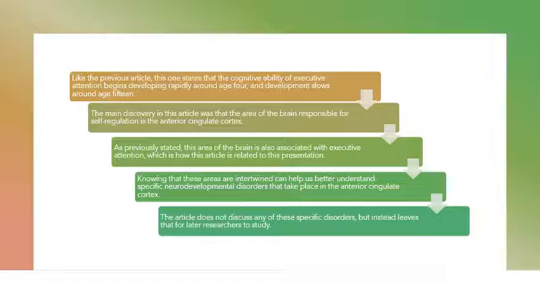The main discovery in this article was that the area of the brain responsible for self-regulation is the anterior cingulate cortex. As previously stated, this area of the brain is associated with executive attention, which is how this article is related to this presentation. Knowing that these areas are intertwined can help us better understand specific neurodevelopmental disorders that take place in the anterior cingulate cortex. The article does not discuss any of these specific disorders, but instead leaves that for later researchers to study.